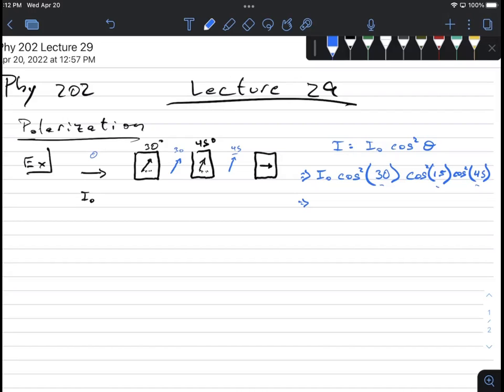All right, so if I put this in my calculator, I have cosine squared of 30 times cosine squared of 15 times cosine squared of 45, and I get 0.35 times I naught as my answer. And so what does it mean? It means that whatever the intensity of light starting was, I only get 35% out of the system. So obviously it darkened the light. A lot of the light was lost, but some of it makes it through. This is how much makes it through. So are there any questions about this particular example?